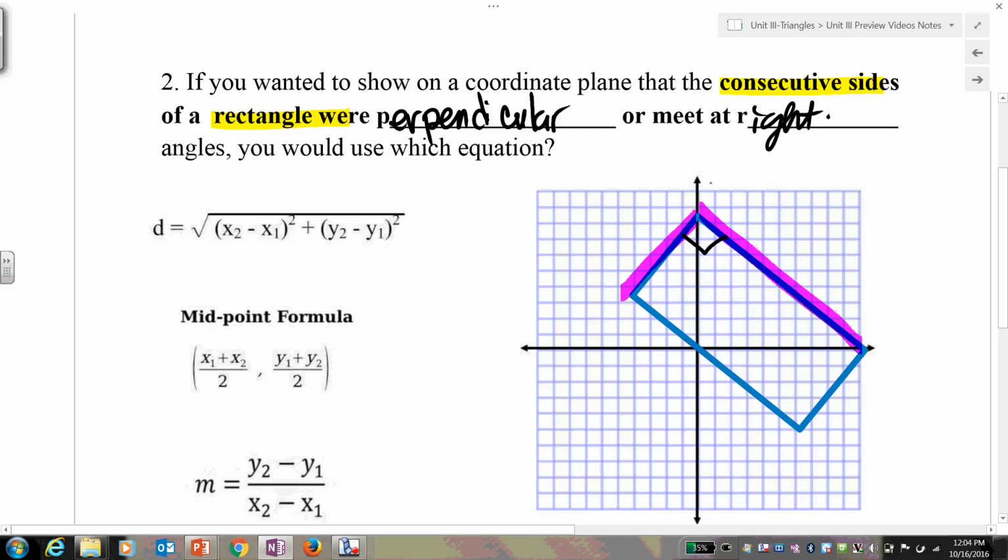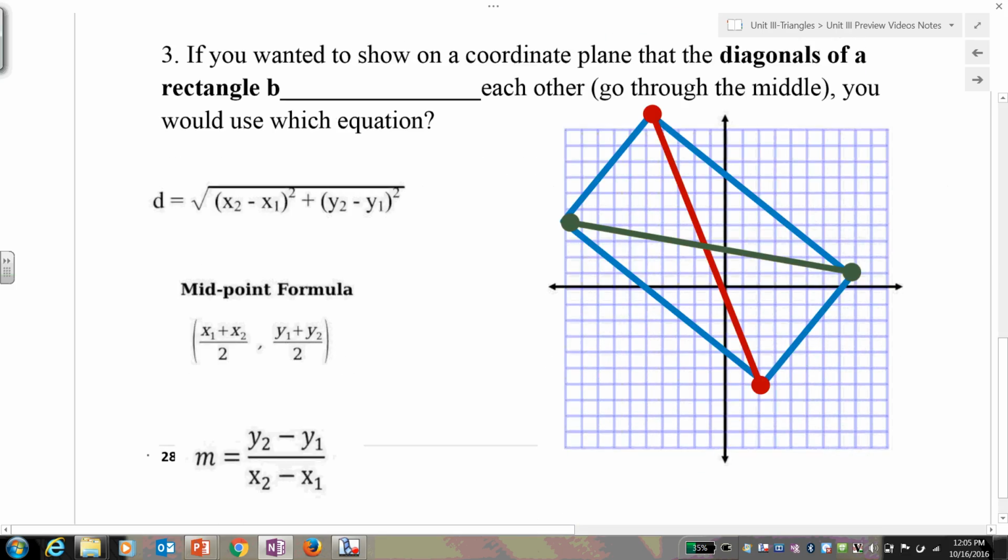If I wanted to prove perpendicular on a coordinate plane, which would I use? Perpendicular is a matter of slope. It's a tilt issue. So you should have said slope here. You read this out loud.